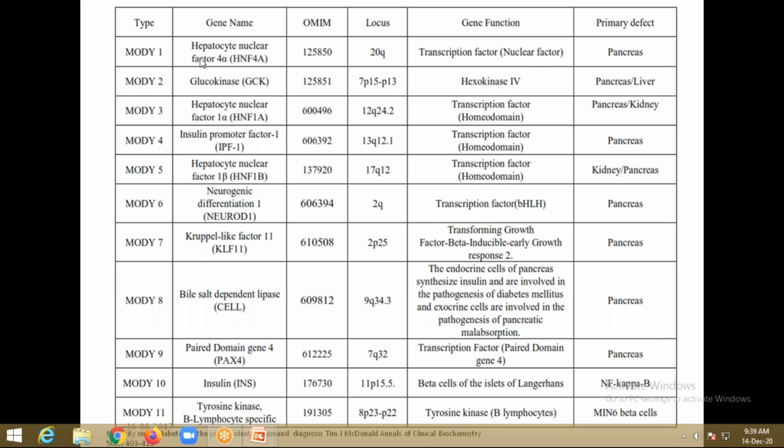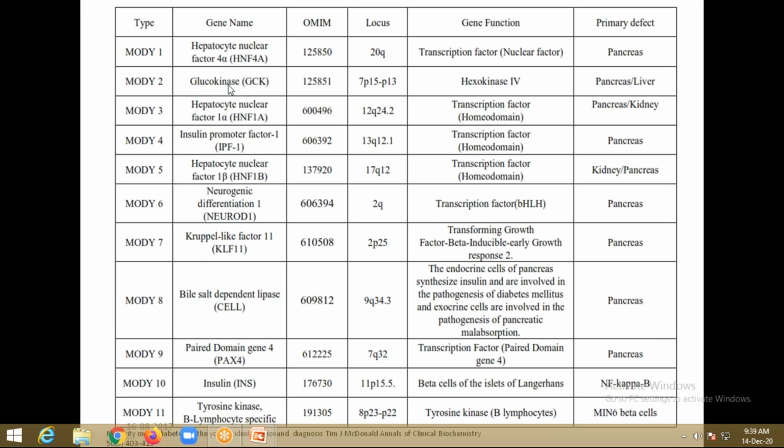Coming to MODY 1, it is hepatocyte nuclear factor 4, HNF4 alpha. You need to remember this. One is important: it is 4 alpha. And where is it? It is on chromosome 20q. And the gene function is, it is a transcription factor, a nuclear factor, where you are synthesizing the insulin, or for the process of insulin release and all. HNF4 alpha is a transcription factor. That is what you have to remember.